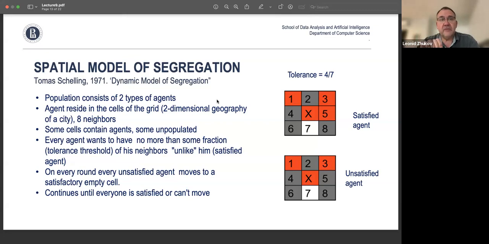If the neighbors contain more than some threshold number of people unlike him, the agent will relocate. Otherwise, he will stay. And there we go. That's your simulation.